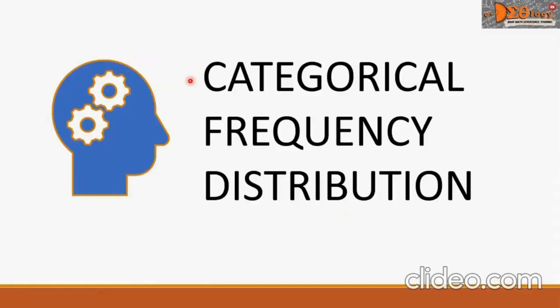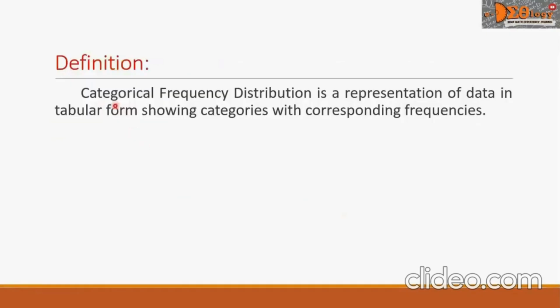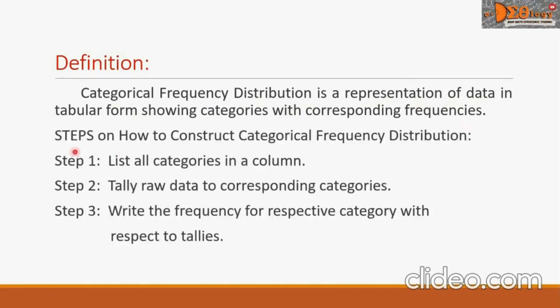Today we're going to study categorical frequency distribution. Categorical frequency distribution is a representation of data in tabular form showing categories with corresponding frequencies. Here are the steps on how to construct categorical frequency distribution.